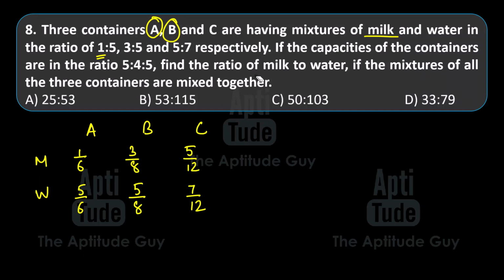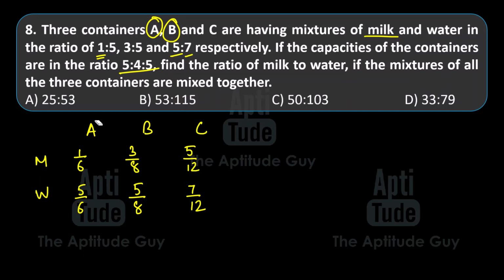So what does this mean? In container C, 5/12 of the entire container is milk and 7/12 of the entire container is water. Now, if the capacities of the containers are in the ratio 5 is to 4 is to 5. Now, in container A, 1/6 is milk, but 1/6 of what? 1/6 of the total capacity of A. Now, that could be 10 liters, 100 liters, 1000 liters, 50 liters, 500 liters. We have no idea. But the capacities are in the ratio 5 is to 4 is to 5.